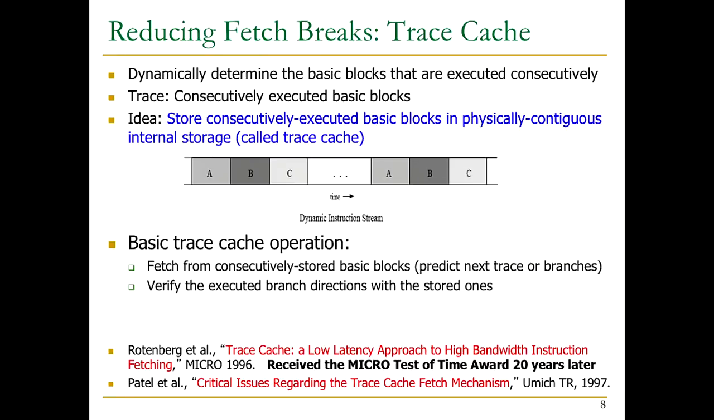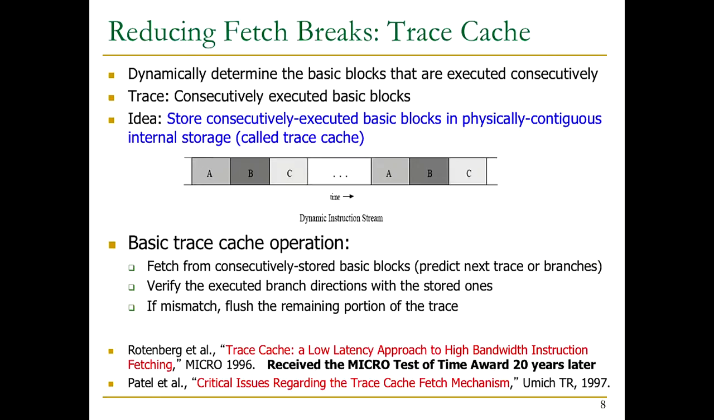Okay. Of course, while you're executing this, you will see the branches, and the branches will be resolved. And then you need to verify whether you fetched the correct trace. Right? Basically, you need to verify the executed branch directions with the stored ones. If you fetch the wrong trace, then you will need to do something. Either flush part of the trace or go back to the beginning of the trace and fetch some other trace. Make sense? So there are a lot of design choices here. If there's a mismatch, you flush the remaining portion of the trace. That's the intelligent thing to do, of course.